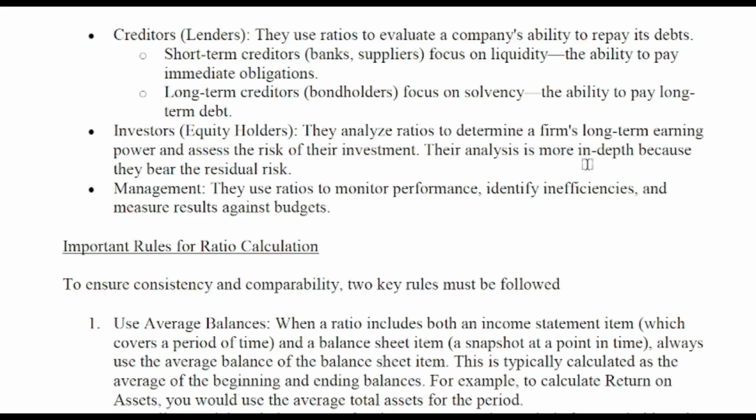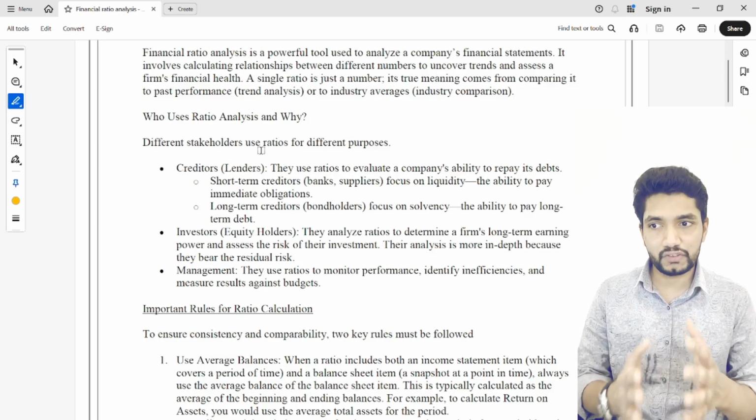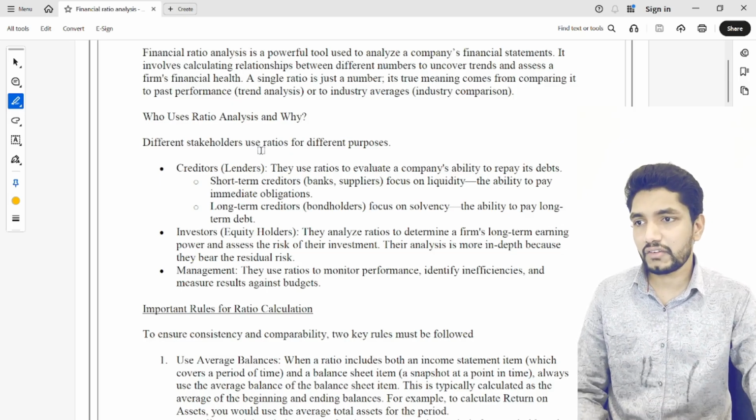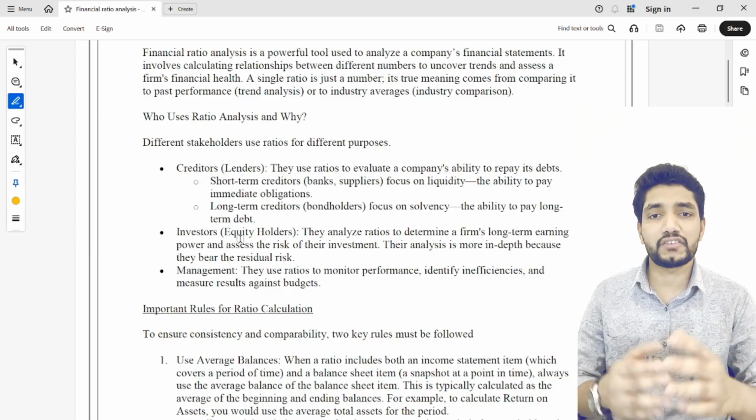For management, ratio analysis is very important to monitor performance, identify inefficiencies, measure results against the budget, and improve performance. So these are some of the uses of financial statement analysis. There are different types of uses. These are the key stakeholders or key uses of financial statement analysis.